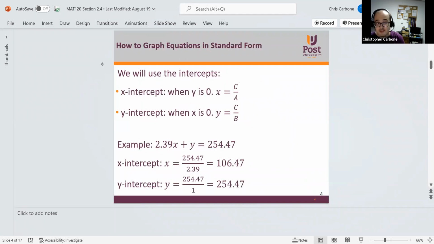So graphing in said standard form, the quickest way is to use the intercepts, right? The x-intercept is when y is 0, so x would be c divided by a. The y-intercept is when x is 0, so y would be c divided by b. An example here on the bottom, the equation from the last slide, we could find the x-intercept to be 106.47 and the y-intercept to be 254.47.